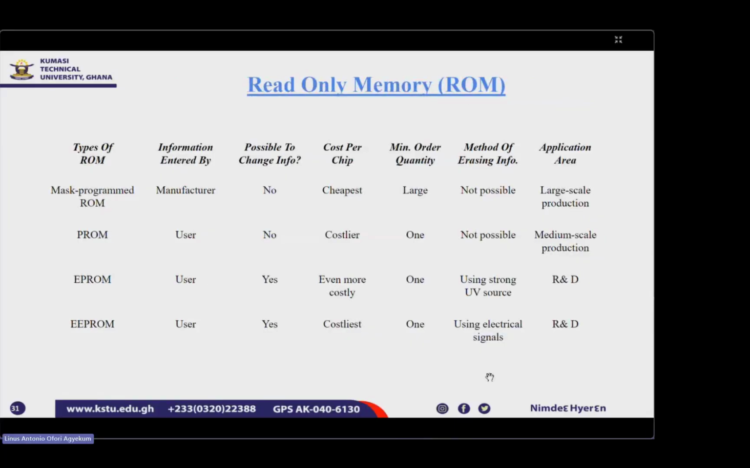Now, let's look at a comparative analysis of the various read-only memory based on type, who enters information or who can write on these, and then if there is a possibility to erase them, cost features, how they are purchased, the method of erasing, and their application.